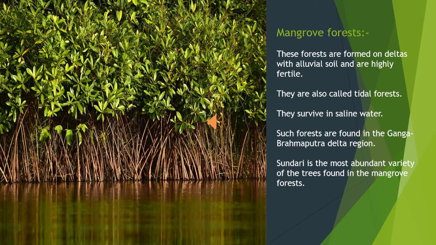Next is mangrove forest. Mangrove forests are those forests which are formed on deltas with alluvial soil and are highly fertile. They are also called tidal forest. They survive in saline water. Such forests are found in the Ganga-Brahmaputra Delta region. Sundari is the most abundant variety of the trees found in the mangrove forest.